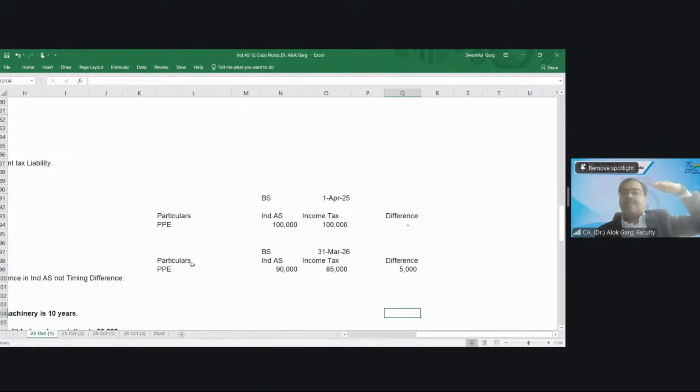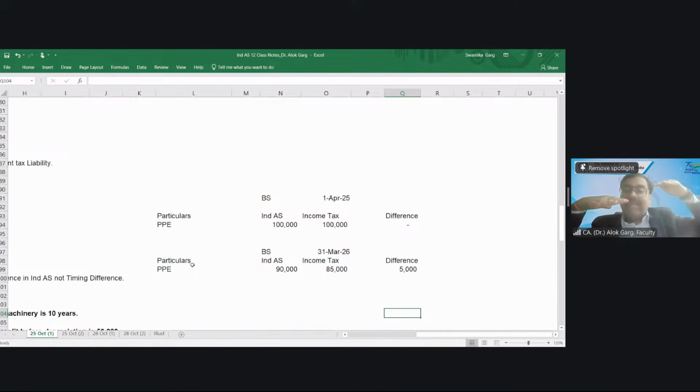What is your book base of this PP? 90,000. In the other hand, you should take the income tax base. So one hand is the Companies Act, the second hand is the Income Tax Act. Your book base is 90,000, your tax base is 85,000. So your tax base is lower than your book base. Now I need to align my books and tax.